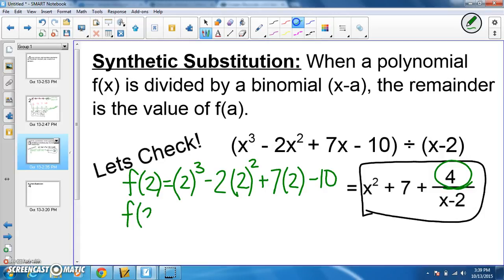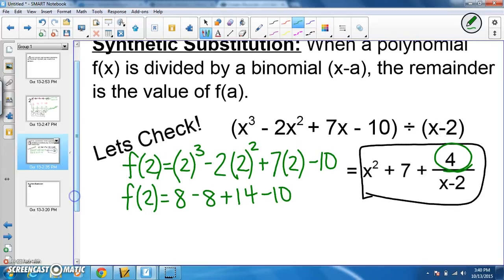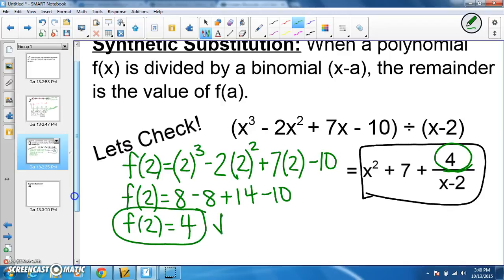And if we evaluate, f of 2 is equal to 8. 2 squared is 4 times 2 is minus 8 plus 14 minus 10. So f of 2 is equal to 8 minus 8 is 0, 14 minus 10 is 4. So when we plugged in f of 2, we got 4, which in fact was the remainder when we divided it.